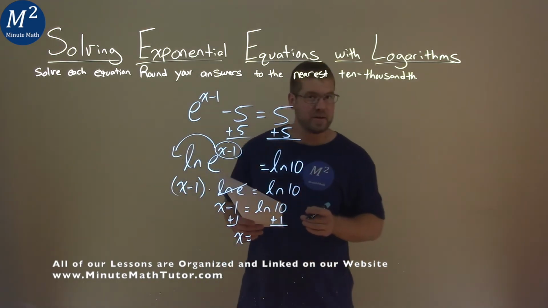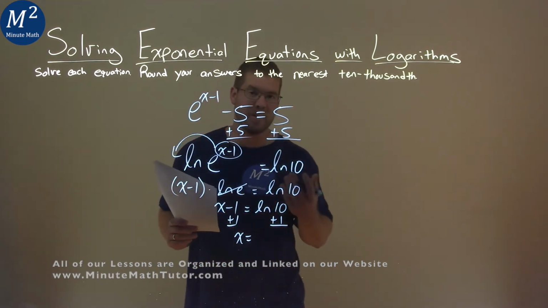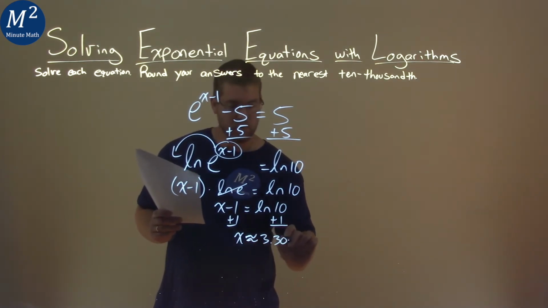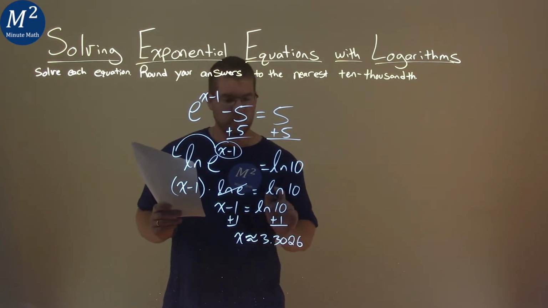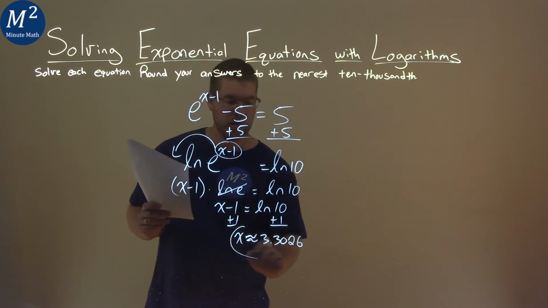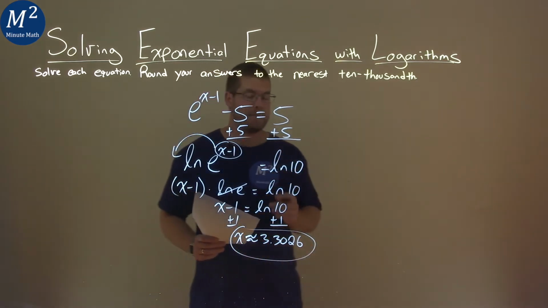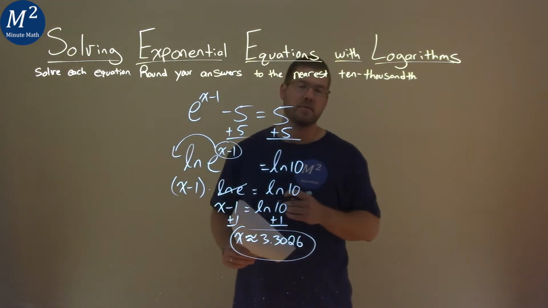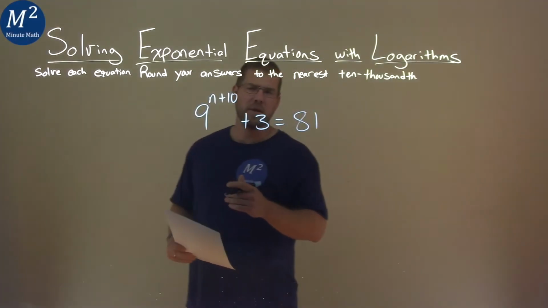Let's use our calculator here, mainly because of natural log of 10. And that comes out to be approximately, because we're going to round it, 3.3026. So again, natural log of 10 plus 1 is 3.3026 rounded. And so our final answer here, again, is x is approximately equal to 3.3026.